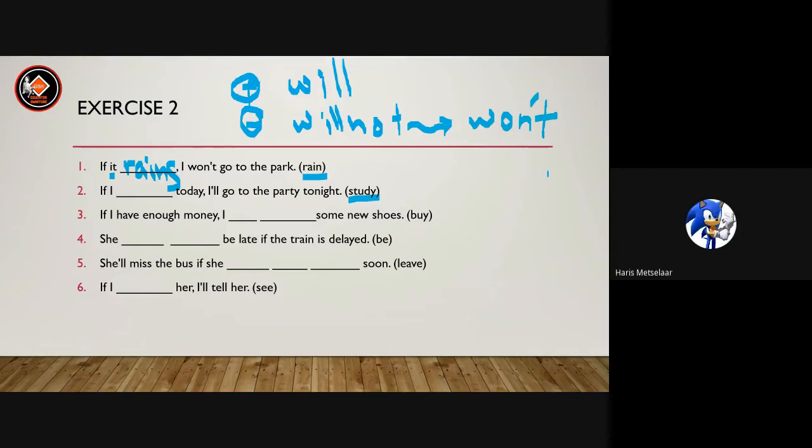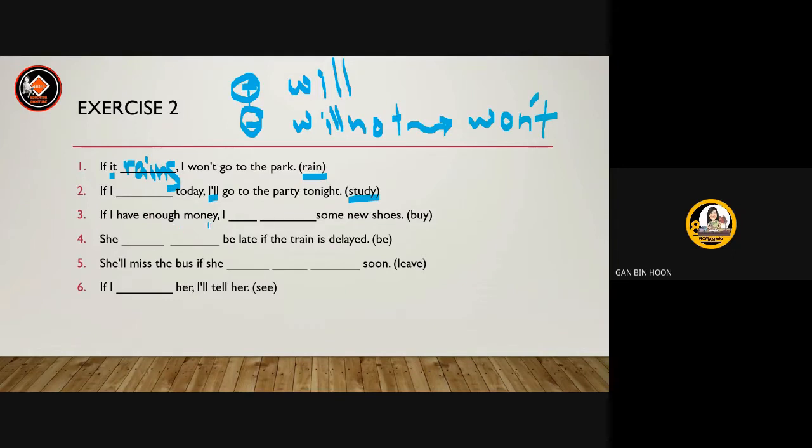Anybody answer? Study. If I study today, I'll go to the party tonight, okay? Good. So I will go. Contraction, okay? Okay, number 3.